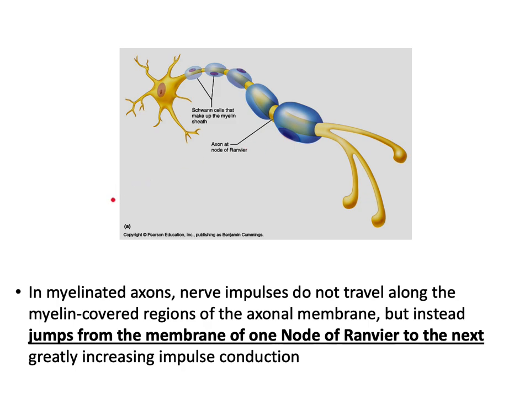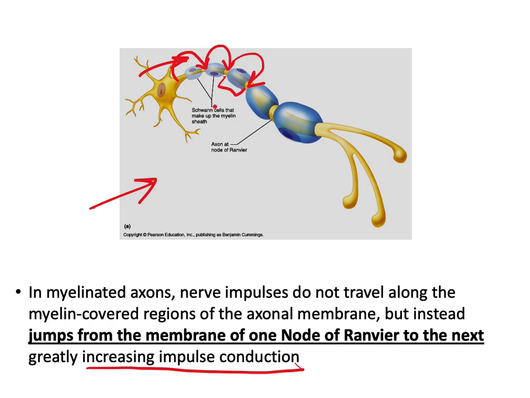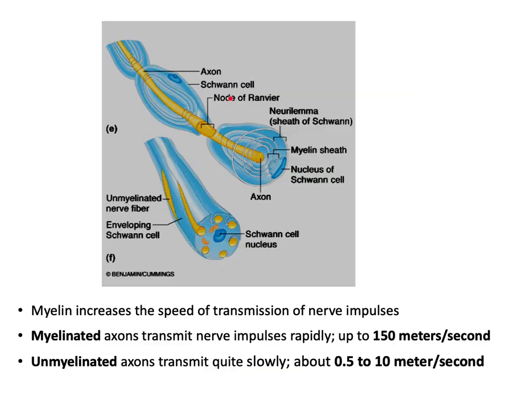So in the myelinated axon, guys, the nerve impulse doesn't travel along the myelin-covered region. Instead, the action potential jumps from node to node, from the membrane of one node of Ranvier to the next one, increasing impulse conduction. So the distance between nodes of Ranvier is the most important thing in the speed, right?